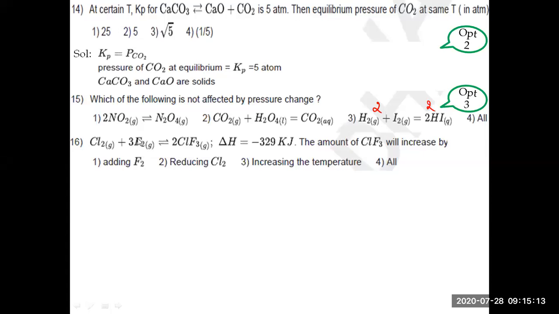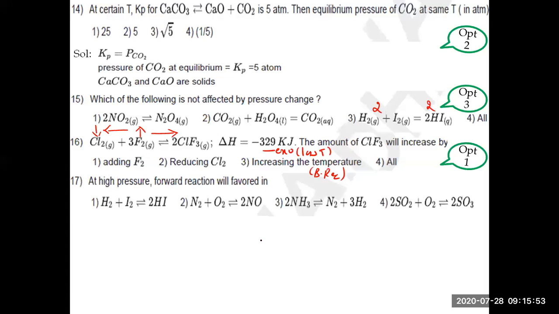So adding F to reactant concentration, whenever it increases, I told you whenever concentration increases, equilibrium moves in the opposite direction. So that means ClF3 increases. Reducing Cl2. Whenever concentration decreases, equilibrium moves towards itself. So decomposition of ClF3 takes place. Increasing temperature doesn't favor because it is exothermic. Exothermic reactions will be favored at low temperature. So if you increase temperature, backward reaction takes place. So what is correct is option 1.